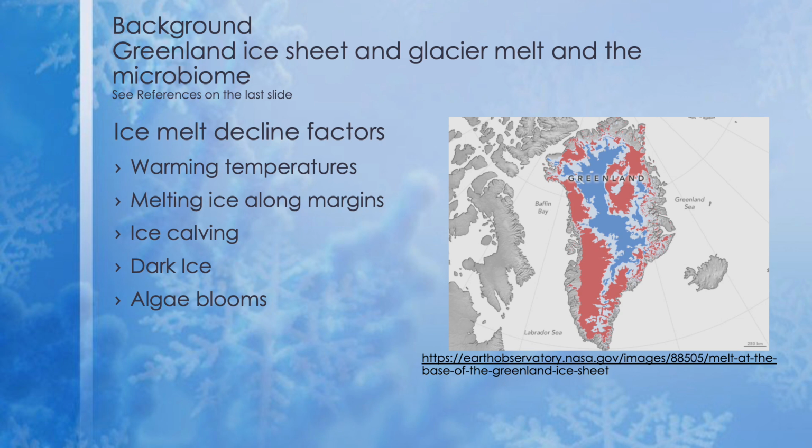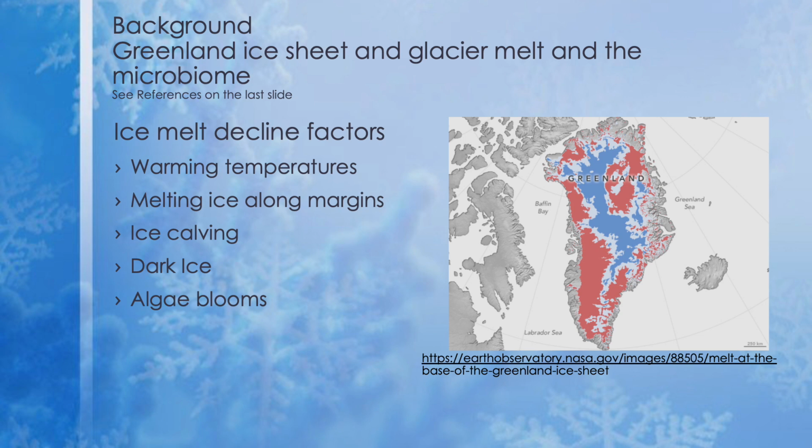So a little bit of background about the Greenland ice sheet and glacier melt. The Greenland ice sheet forms the second largest body of ice in the world. It averages a thickness of about 1 mile with a maximum thickness of 1.9 miles. It is approximately 1,800 miles long and 680 miles wide.